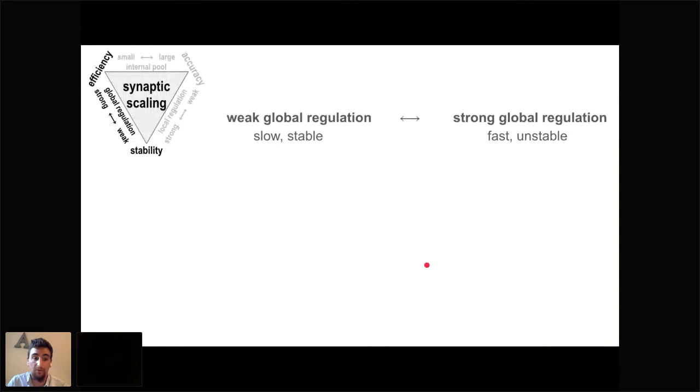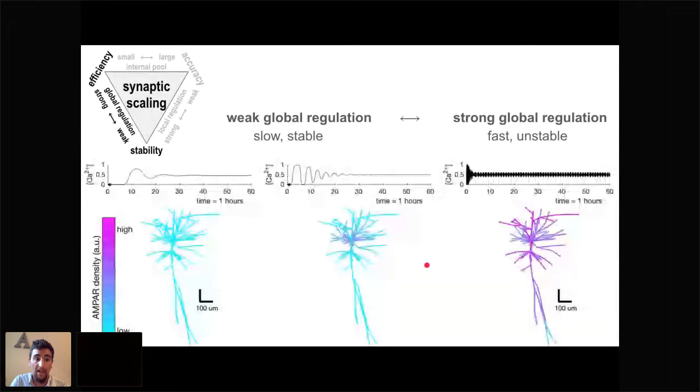We're going to simulate with weak global regulation and strong global regulation. All other parameters are constant here. We're going to sweep through a series of global gains, or kg, as a free parameter. And this is the result.